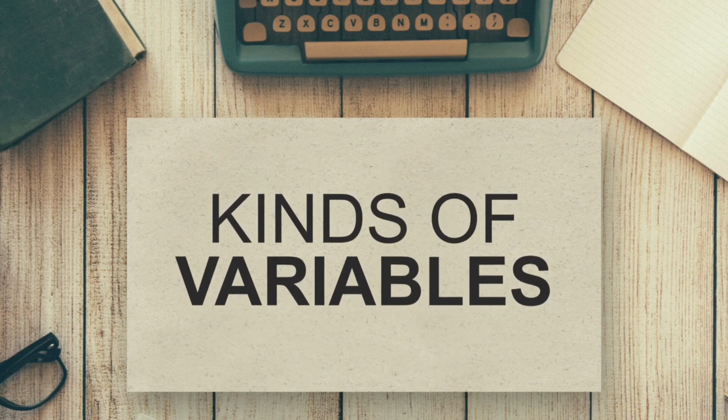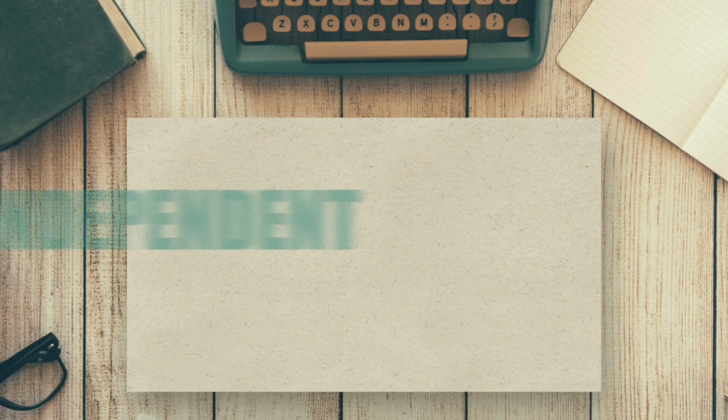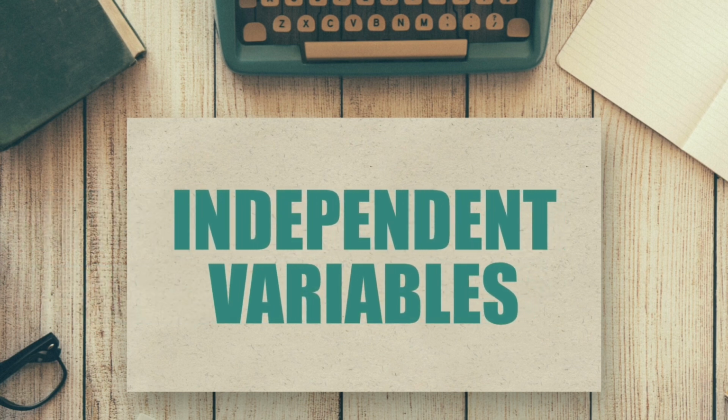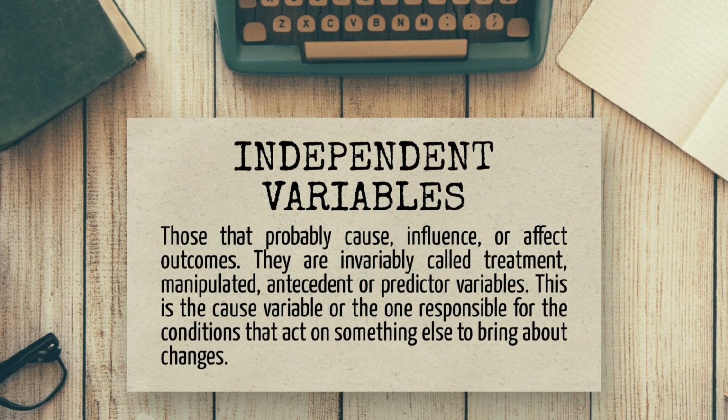Now let's go to the kinds of variables. Several experts have lumped together the following as the major kinds of variables. Number 1, independent variables. Those that probably cause, influence, or affect outcomes. They are invariably called treatment, manipulated, antecedent, or predictor variables. This is the cause variable or the one responsible for the conditions that act on something else to bring about changes.